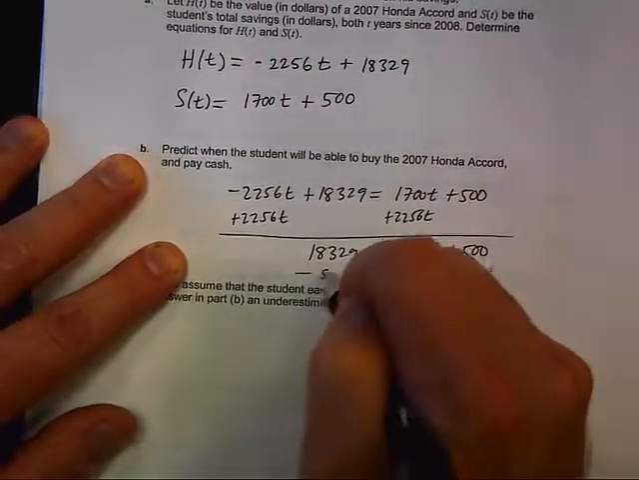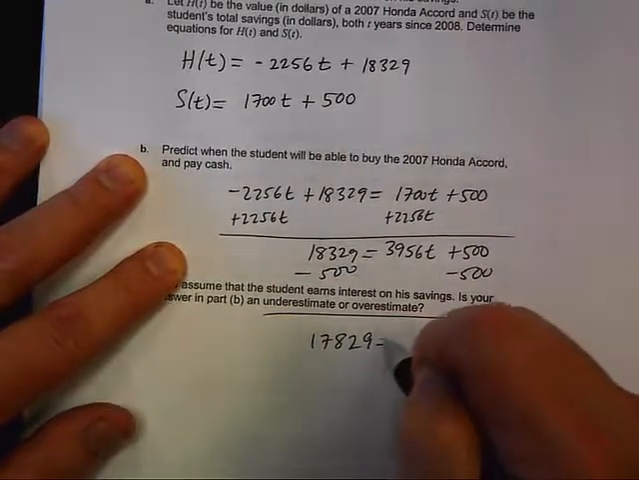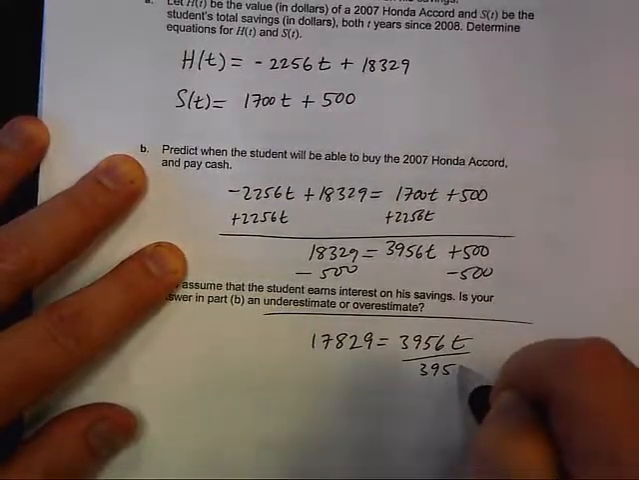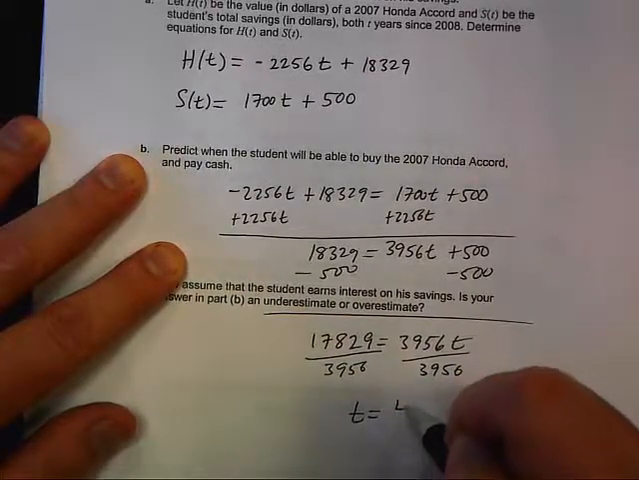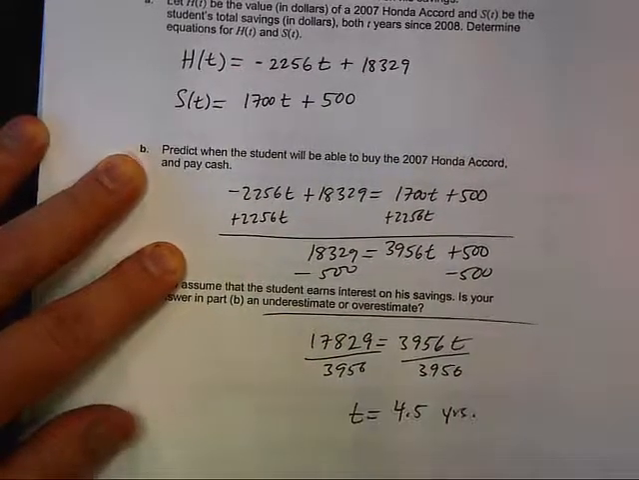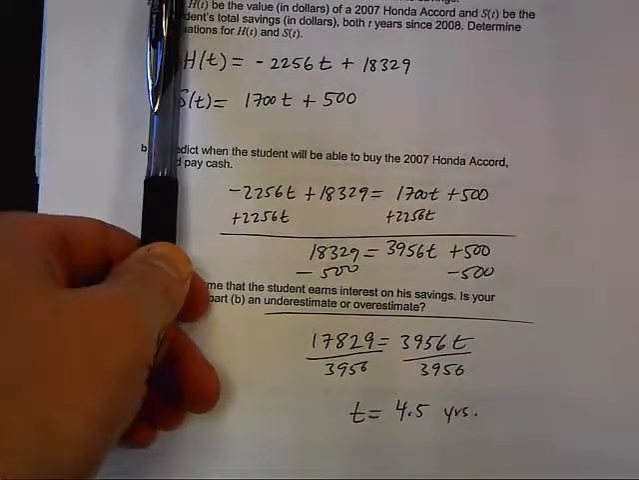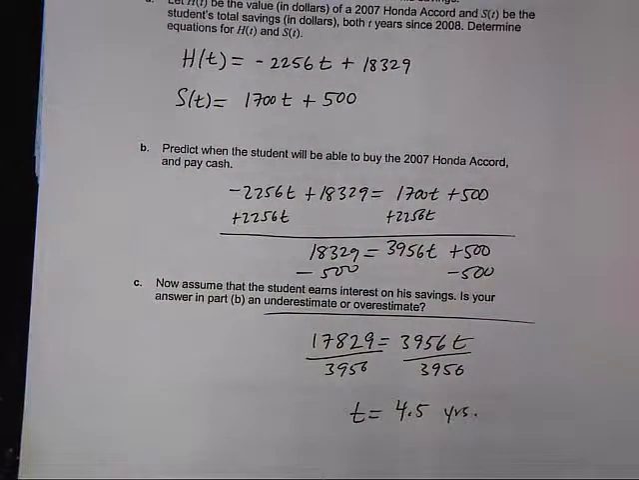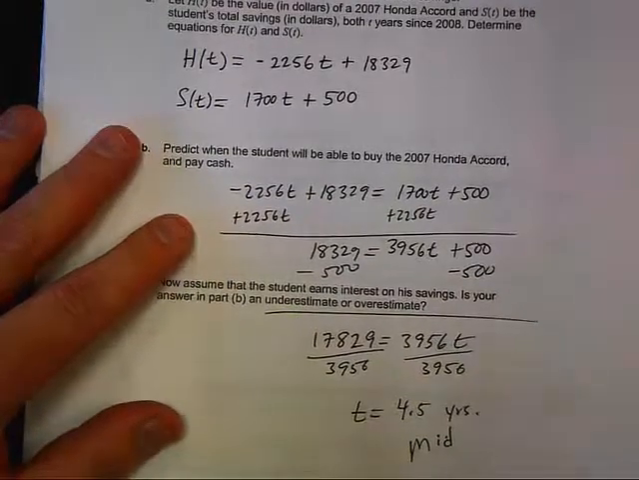Minus 500 on both sides. 17829 equals 3956t. Divide by 3956. t is 4.5 years. And seeing as we started in 2008, somewhere between 2012 and 2013, kind of in the middle of 2012, right? So I would put maybe mid 2012.